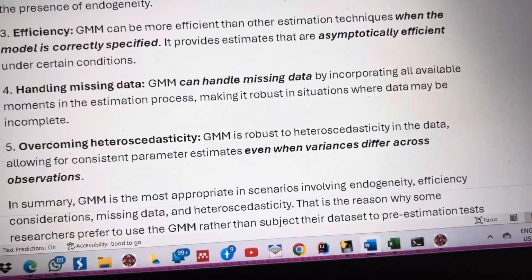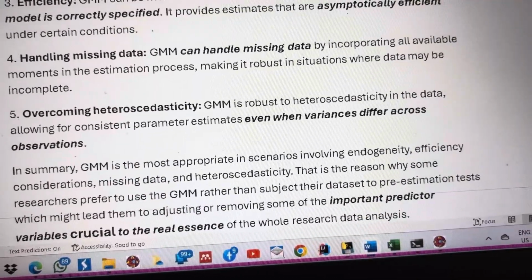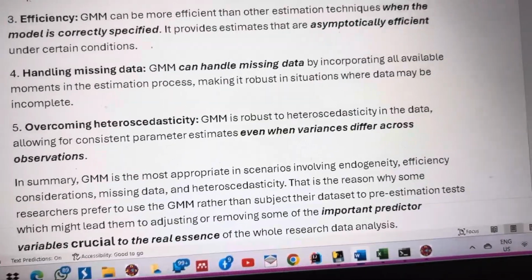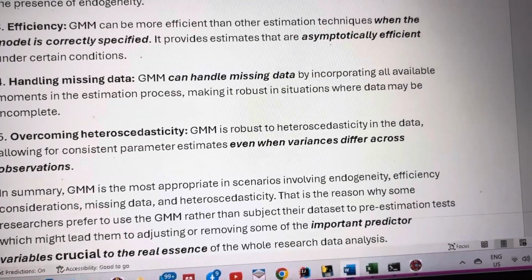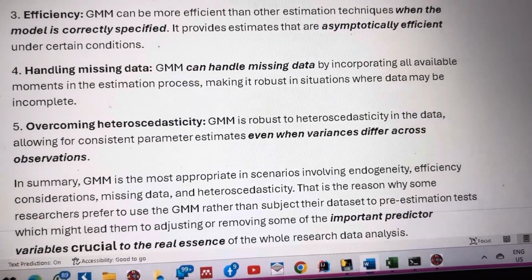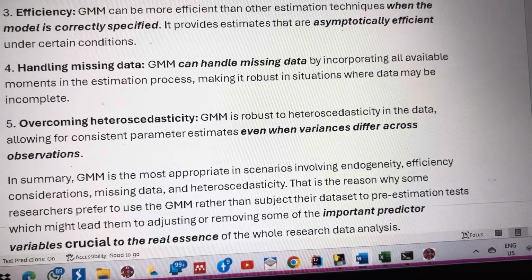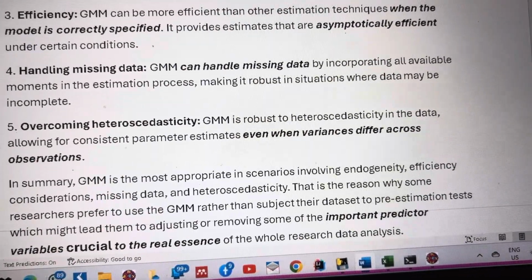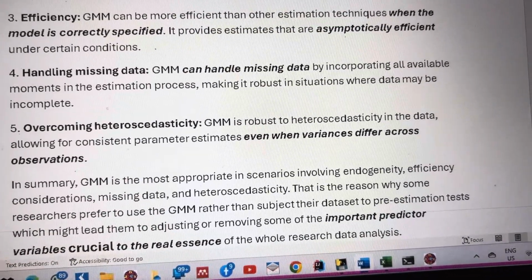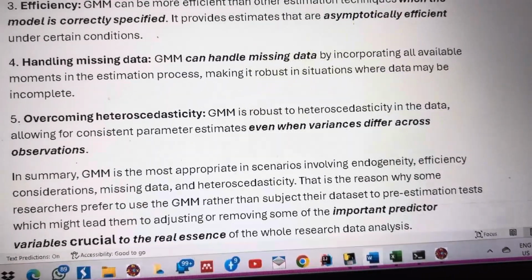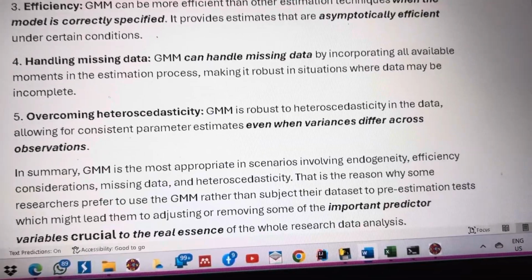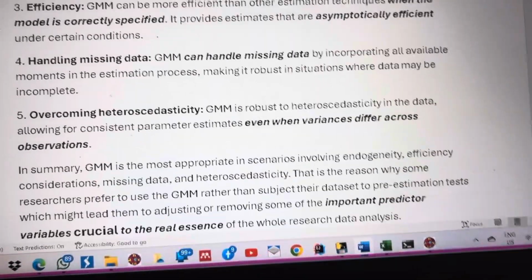Then the fourth scenario is handling missing data. This is a very important one. GMM can handle missing data by incorporating all available moments in the estimation process, making it robust in situations where data may be incomplete. So please let that be in your mind.